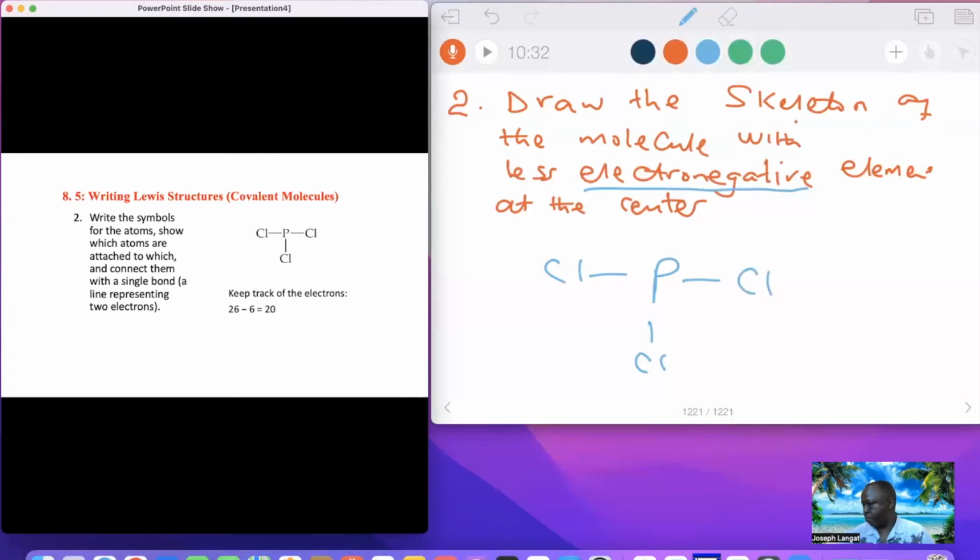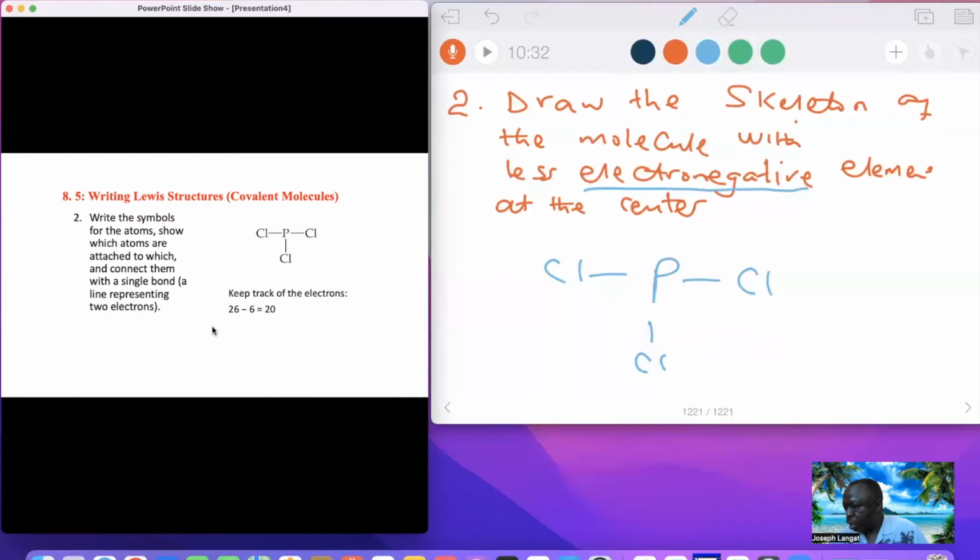So you should be well-rounded in identifying the central atom. You won't always have a central atom. Sometimes you may have only two elements. It's just going to be linear, such as O2, oxygen. It's just going to be OO, and we don't have a central atom. Or you may have Cl2 for chlorine. You don't have a central atom. But in this case, you will have phosphorus, which is less electronegative, at the center. We call it the central atom.